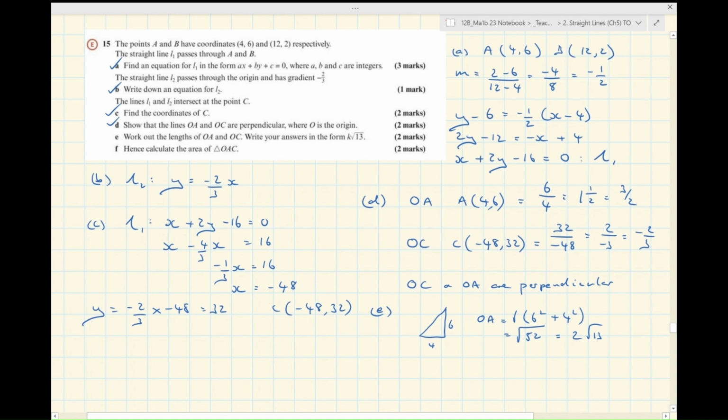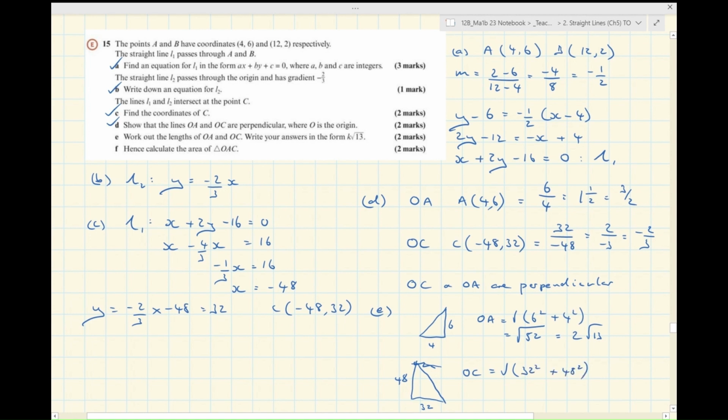Now let's have a look at OC. OC is minus 48 and then 32 up. So let me draw that here. Minus 48 and 32. Okay, so OC is the square root of 32 squared plus 48 squared.